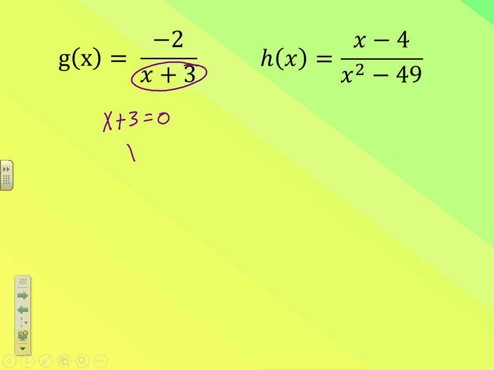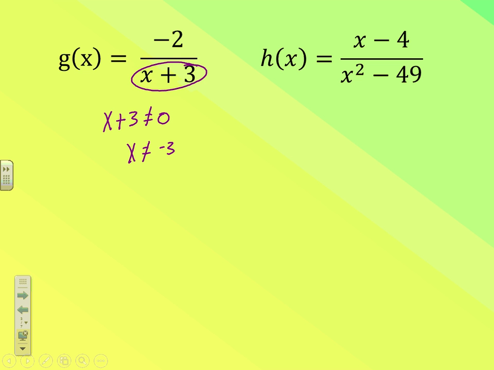So move the 3 over, and in this case, x would equal a negative 3. Well, in this case, it might be easier to think of it as this is what x cannot equal. So in this case, x cannot equal negative 3, because if I put the negative 3 back into the denominator, that would give me a 0 there, which would make the equation or the function undefined. So negative 3 is the only number for this first example that cannot be part of the domain.